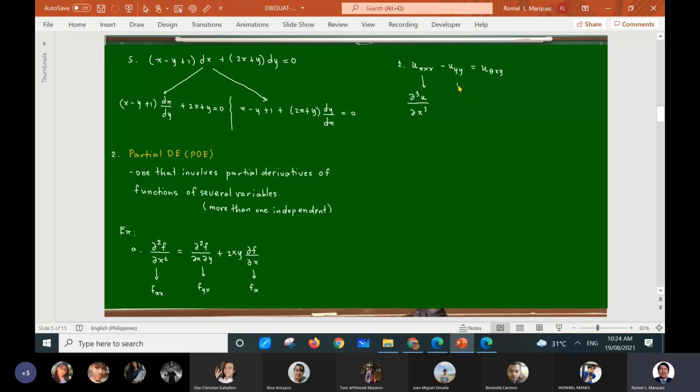This means what? Second partial derivative of u with respect to y. And then the last one, this one: third partial derivative of u with respect to theta first, then with respect to x, then the last one with respect to y. Am I right, guys? Am I clear with this? Yes po.